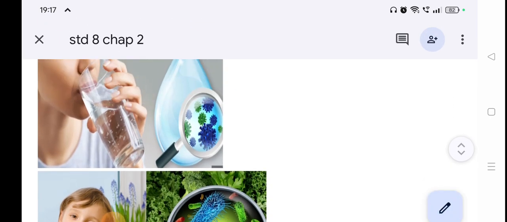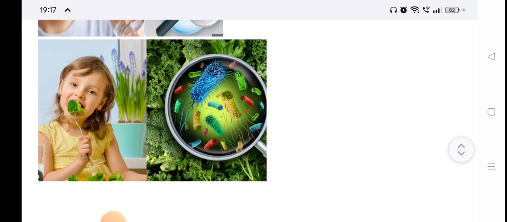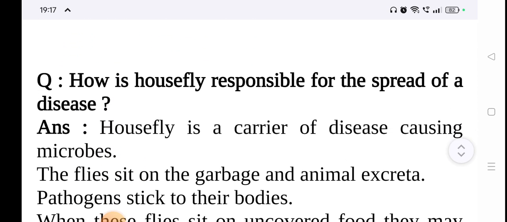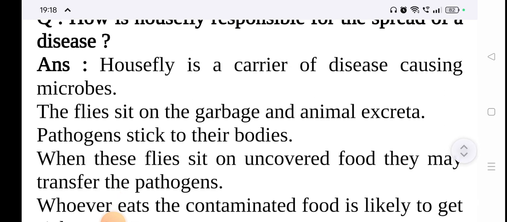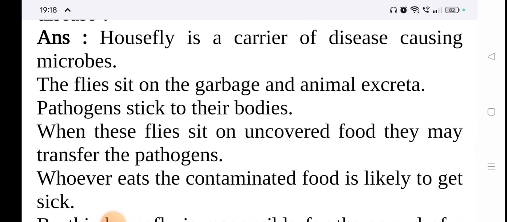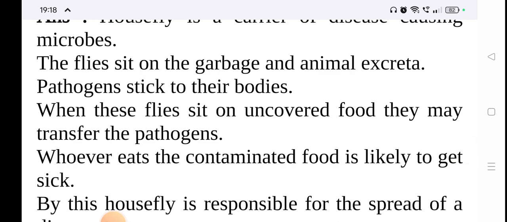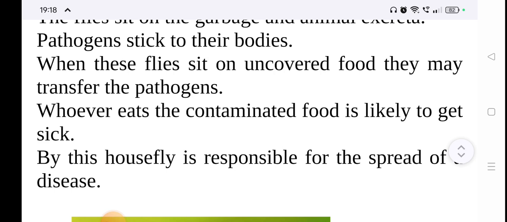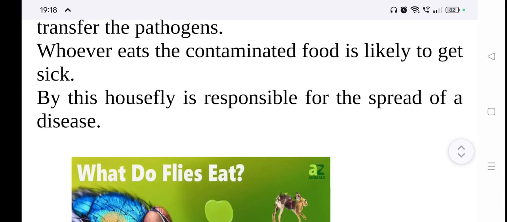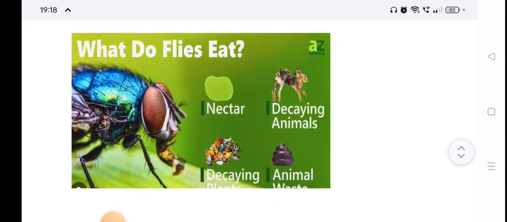See, the water we drink, the food we eat. Next question: how is housefly responsible for the spread of a disease? Answer: housefly is a carrier of disease causing microbes. The flies sit on the garbage and animal excreta. Pathogens stick to their bodies. When these flies sit on uncovered food, they may transfer the pathogens. Whoever eats the contaminated food is likely to get sick. By this, housefly is responsible for the spread of the disease.